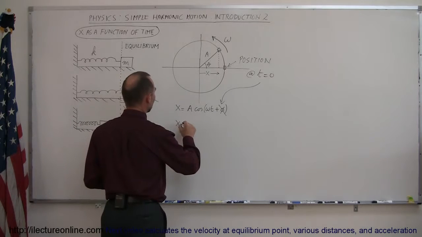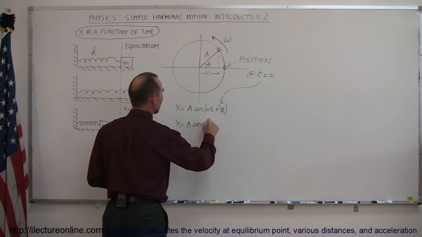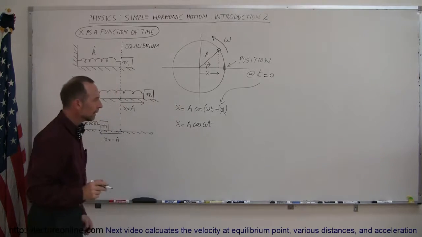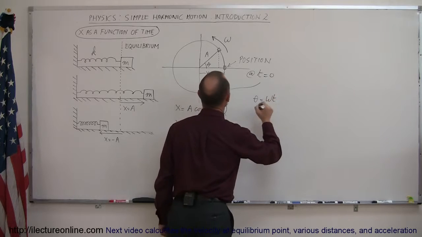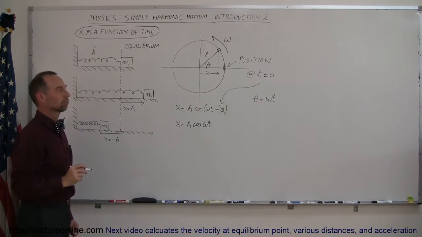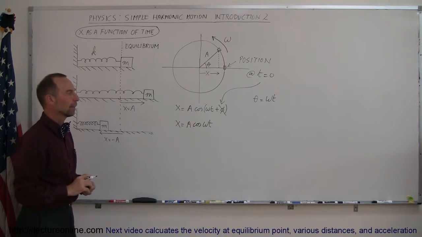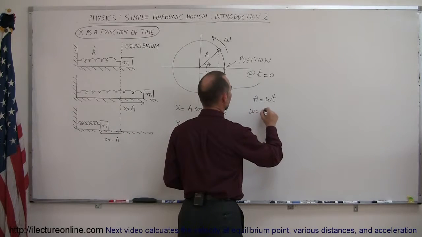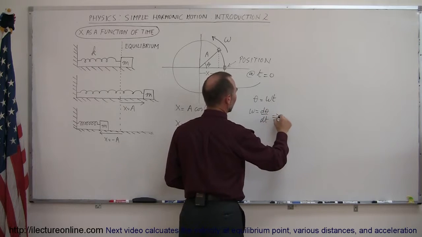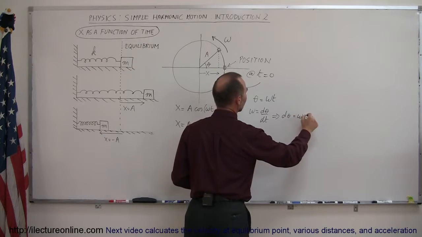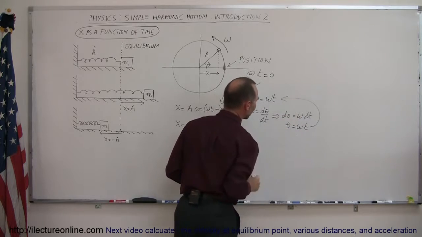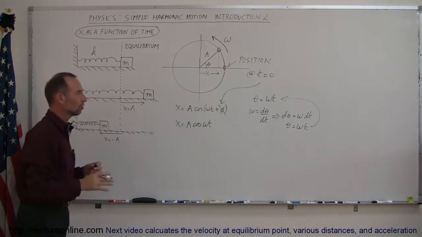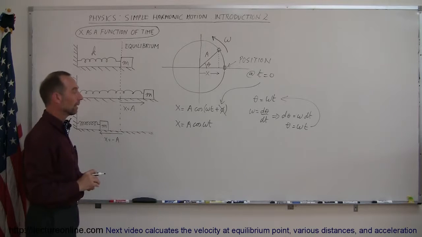So we can say that x is equal to a times the cosine of omega t. And notice that theta is equal to omega t by definition, all right? Because we know that omega is equal to delta theta over delta t, and so therefore we can say that d theta equals omega times dt, and then say theta is equal to omega times t. And so that's what this comes from. Just a quick introduction of the relationship between the angle and the angular velocity.